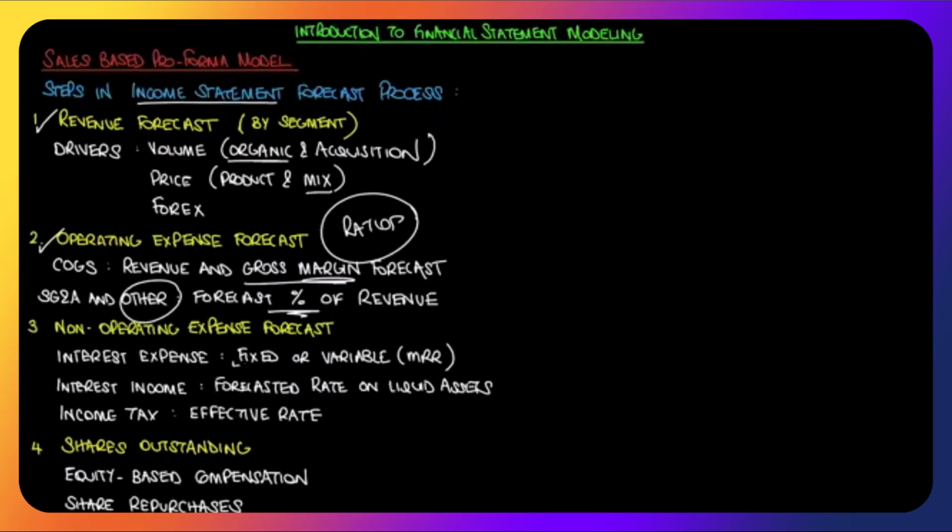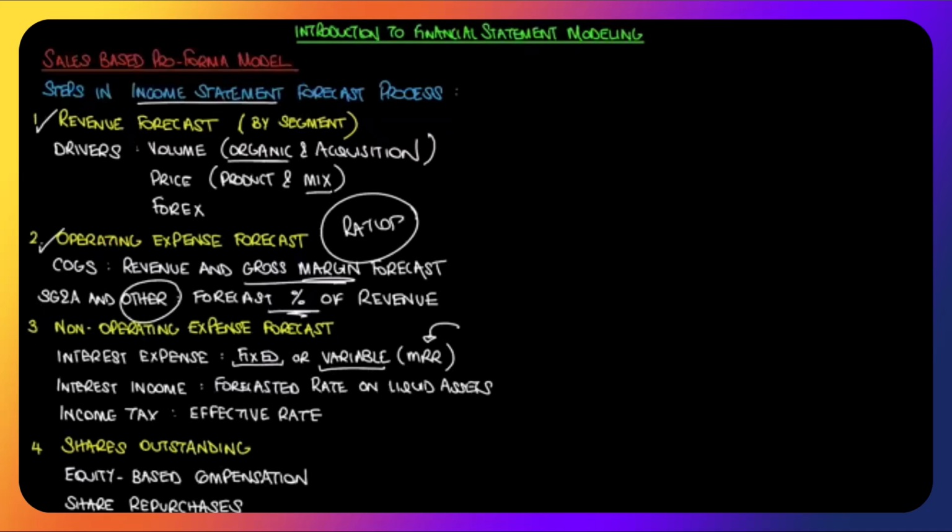is going to be fixed. It will be disclosed in the financial statements. You'll see it in the footnotes. They'll tell you what they're paying if it's fixed debt. If it isn't, if it's variable, then you're going to have to get a market reference rate, an MRR, and forecast where you think that is going.